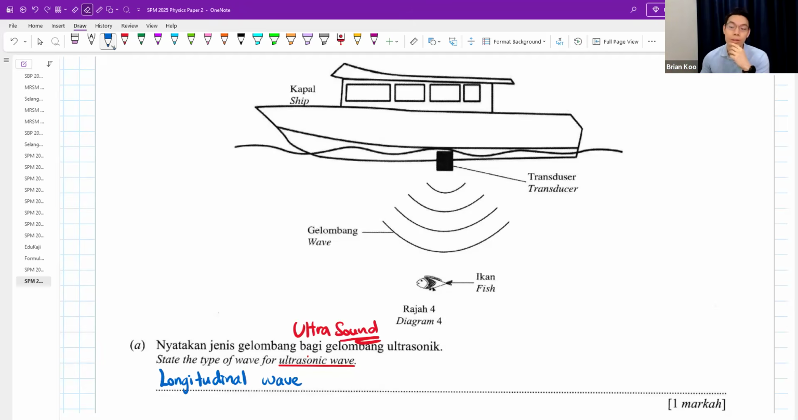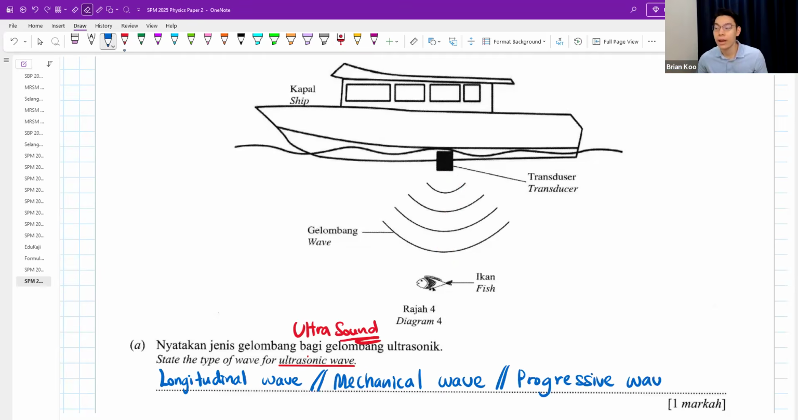But if you want, you can also say mechanical wave, because a sound wave needs a medium. Mechanical means you need a medium to travel. You need air for sound to travel. You need water for sound to travel. And you can also say progressive. If you write progressive, they also mark it correct. Please just write the one that you are most confident in.